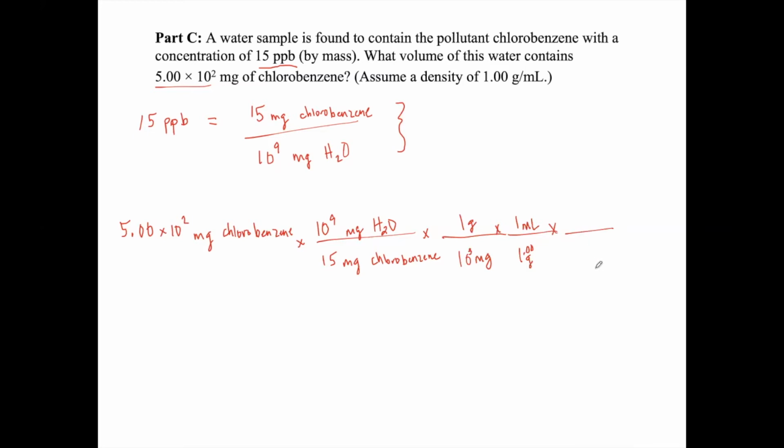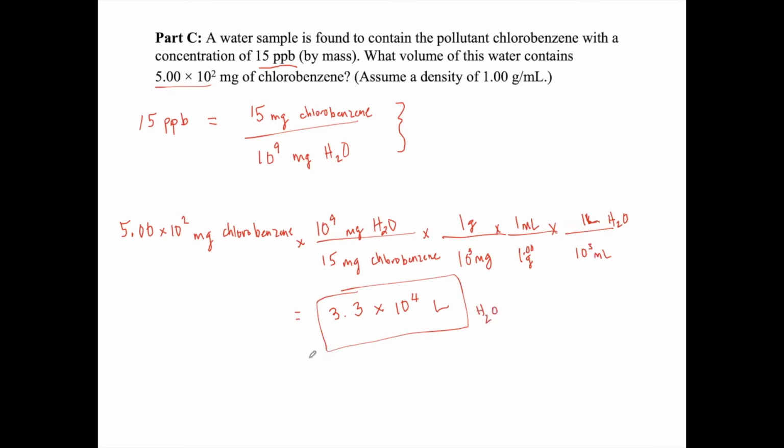And I'm just going to convert this to liters because this is going to be a huge number. Okay, so there's 1,000 milliliters in 1 liter. So we're going to be left with liters of H2O at the end. So that's going to end up being 3.3 times 10 to the 4th liters of water.